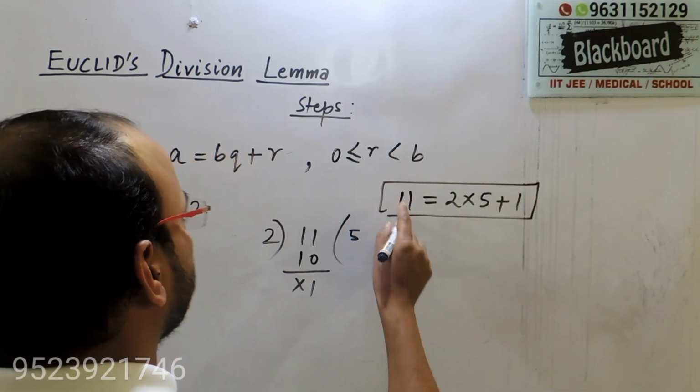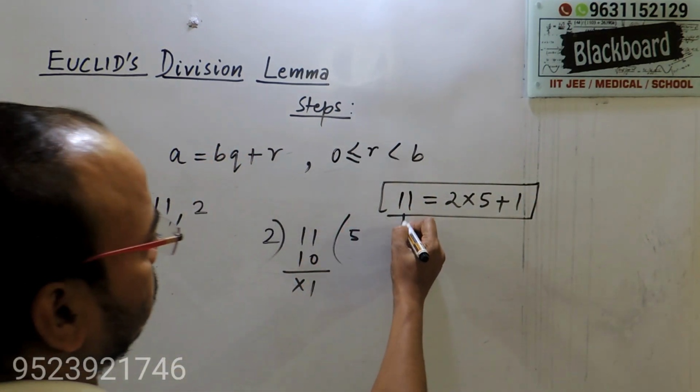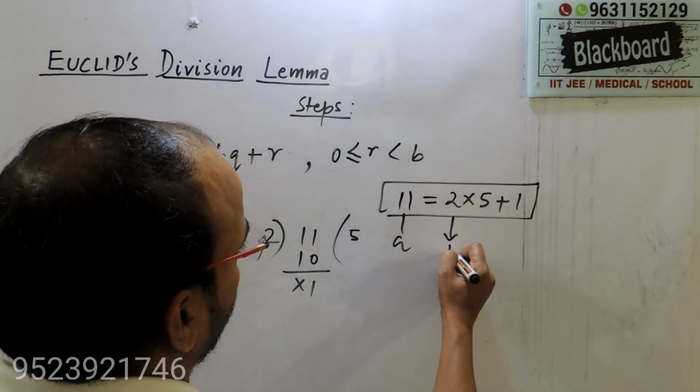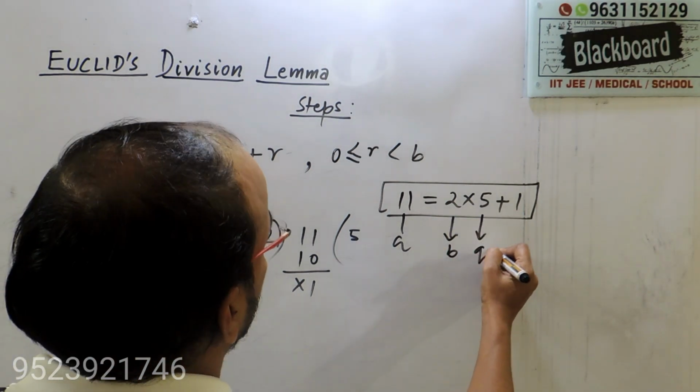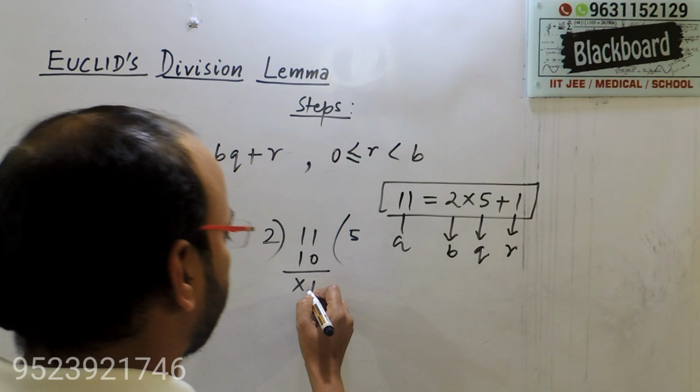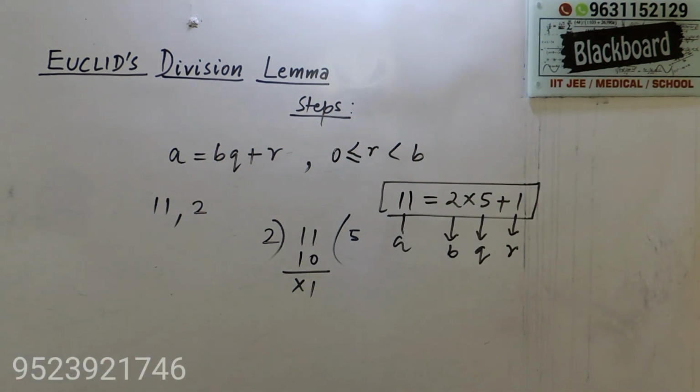This is the format here. A is here 11. This is A. This is here B. This is here Q. And this is R. R is here the remainder.